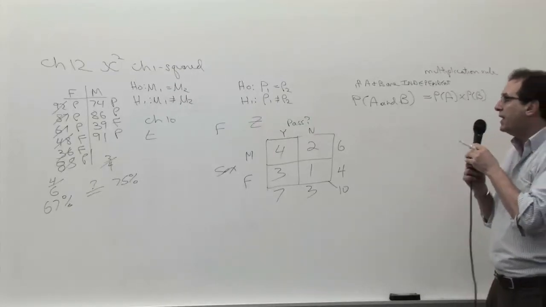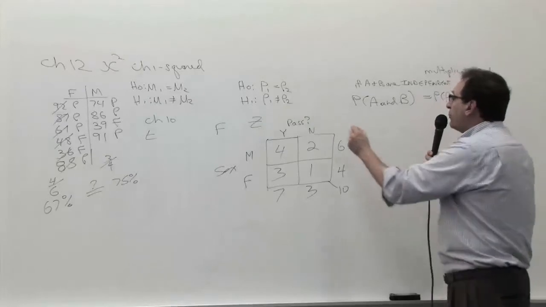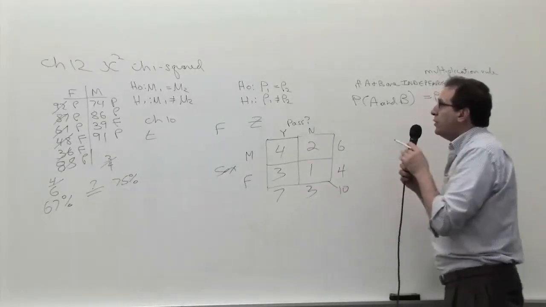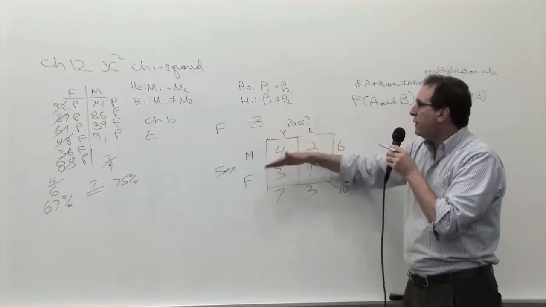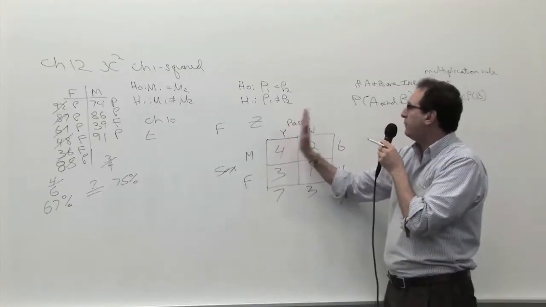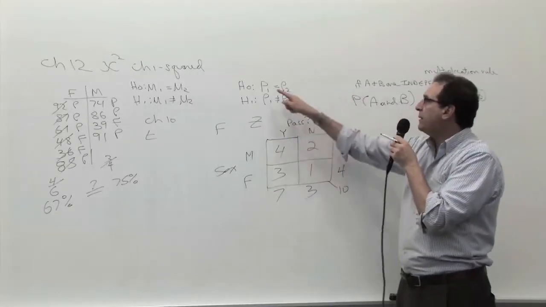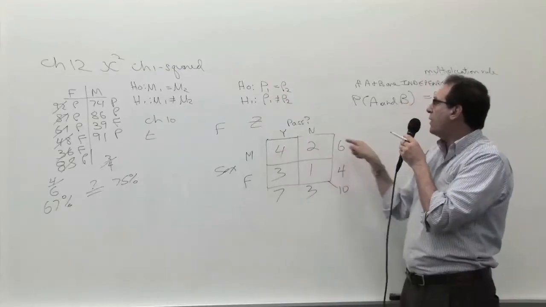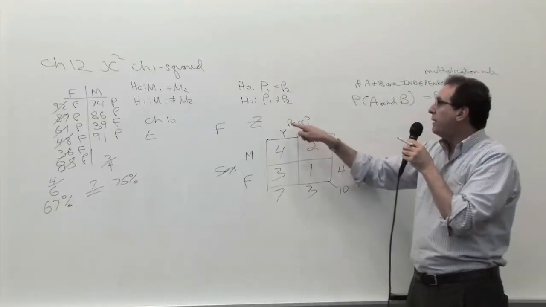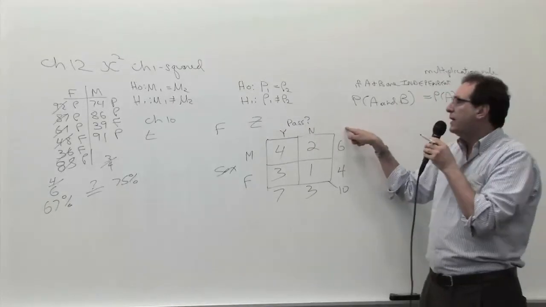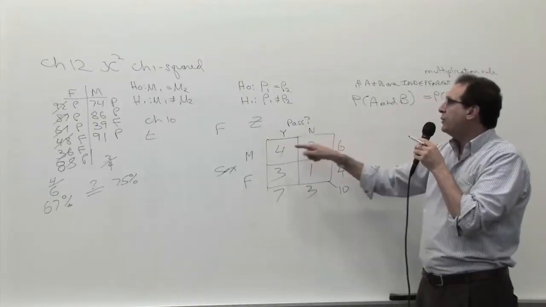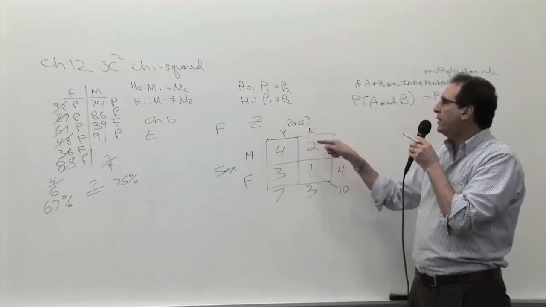So the question is, when you have, let's say, 3 rows and 3 columns, you can't talk about P1 equals P2, because now you can't say passing percentage, like here, 4 out of 6 males pass. What if you have pass, fail, and, I don't know, drop the class? So you can't figure out a ratio of one to the other, because there are 3 of them.